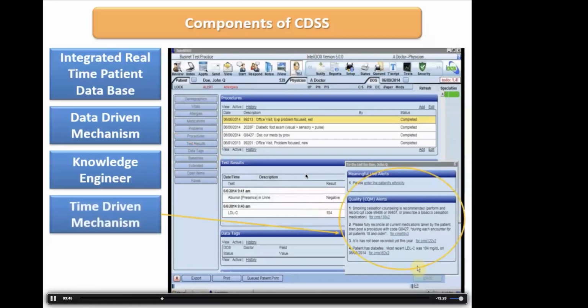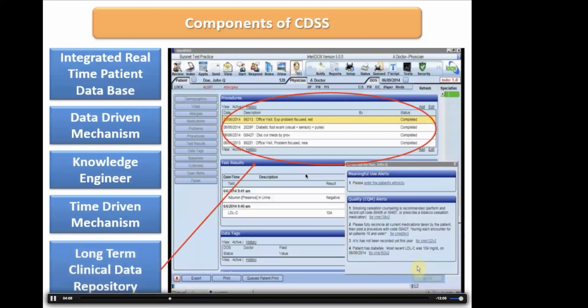Next is a time-driven mechanism. This permits automatic execution of programs at a specific time to alert healthcare provider to carry out a specific function or ensure that action has been completed. Example would be medication administration or even time alerts for infusion pumps. Long-term clinical data repository are data collected over time from a variety of sources, allowing a longitudinal patient record.